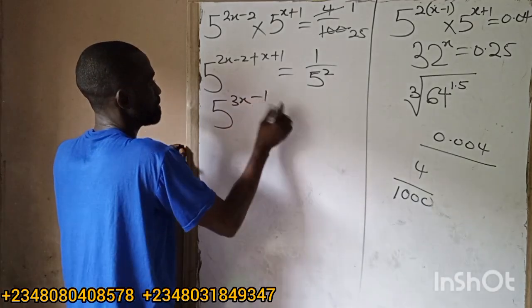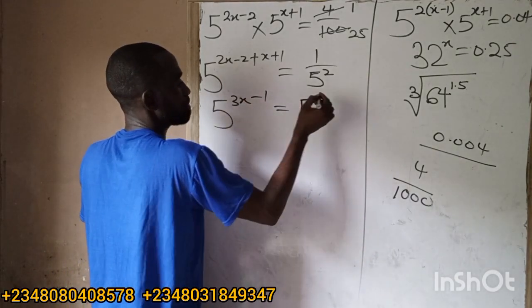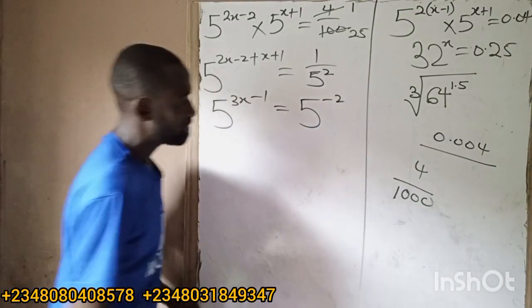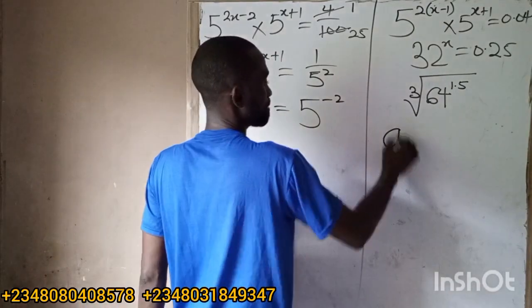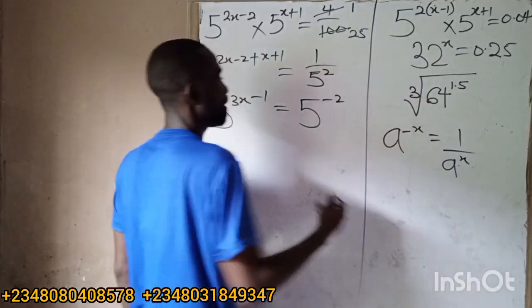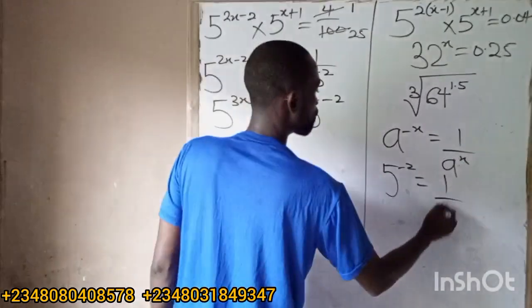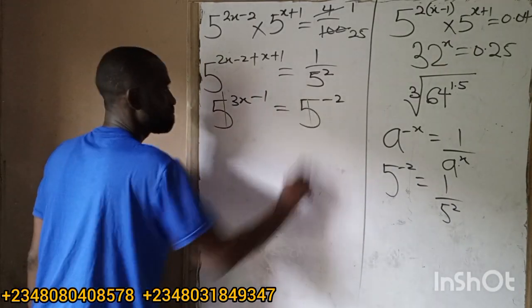I have minus 1 is equal to, by the index law, this one will come up. I have 5 raised to power minus 2. Are you with me? How did I get this? From the law, if I have a raised to power minus x, it is 1 over a raised to power x. I think I've explained this over and over. So 5 raised to power minus 2 is saying 1 over 5 raised to power 2. So I can now cancel out the base, because they are the same thing.